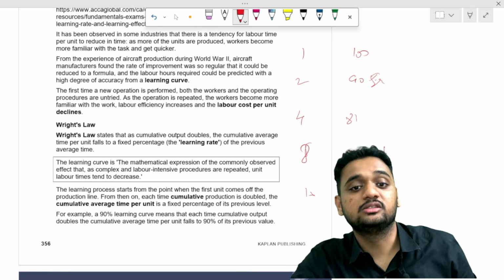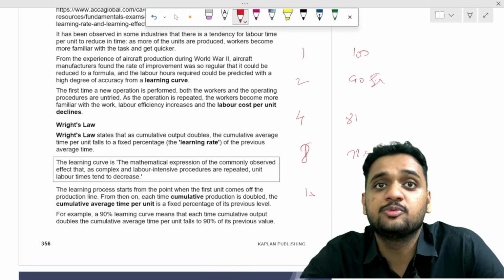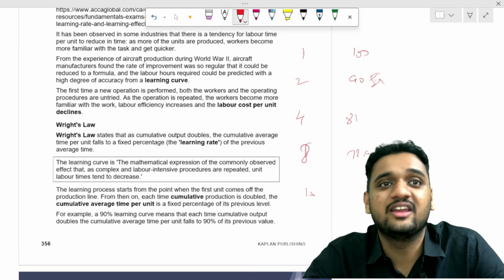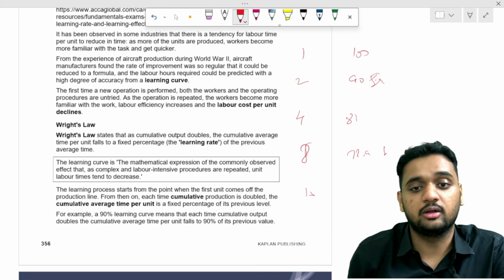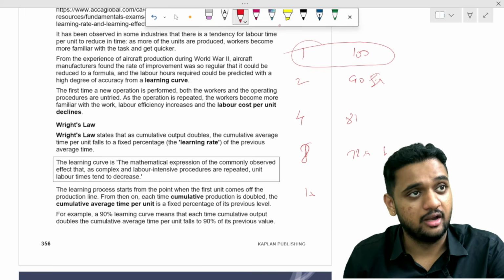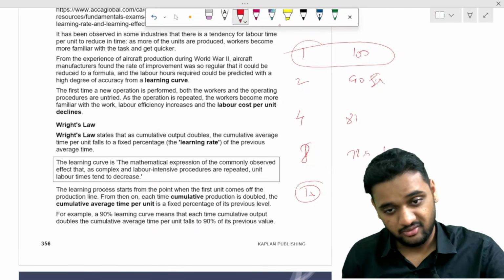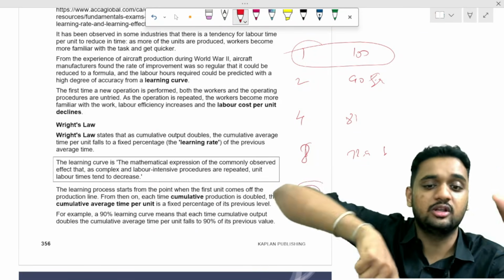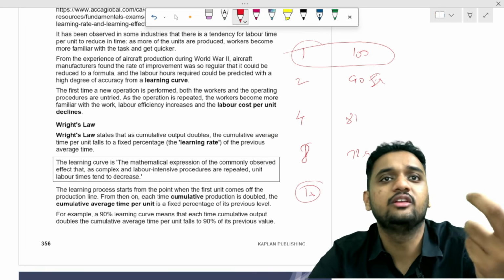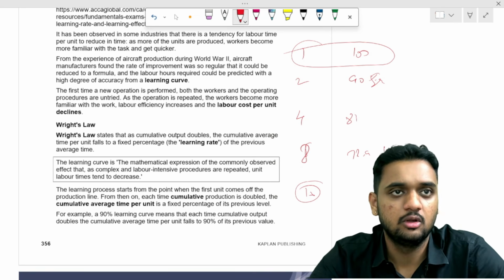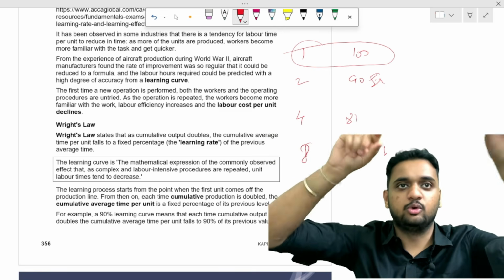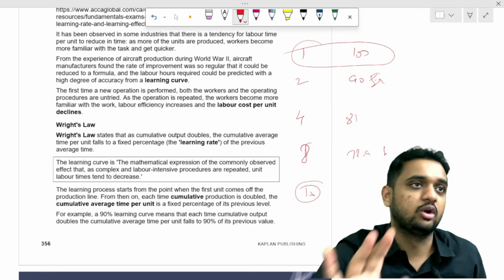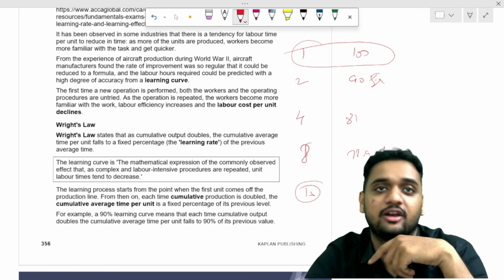Understood? The thing which keeps on reducing is not the total time. It is the cumulative average time. So the first unit took me how much to produce? 100. When I produce 8 units, my average time for all the units will be 72.9. How will you generally find the average? Add all the time: 1 unit what time, 2 units what time, 3 units what time, 4 units what time, 5. Add all the time divided by the total number of units. Understood? That keeps on reducing.